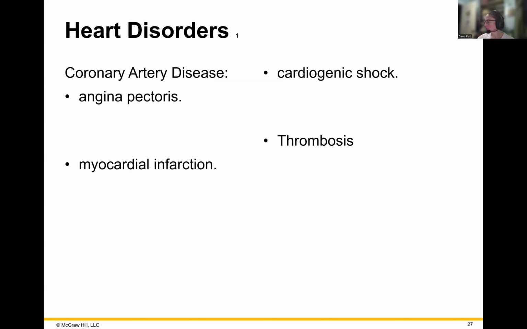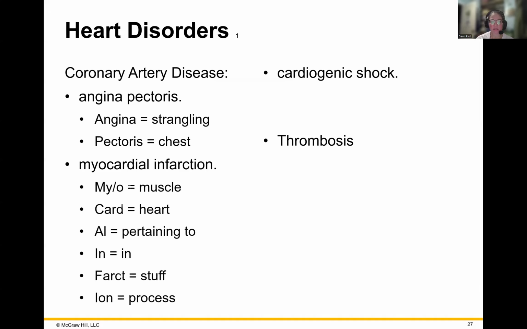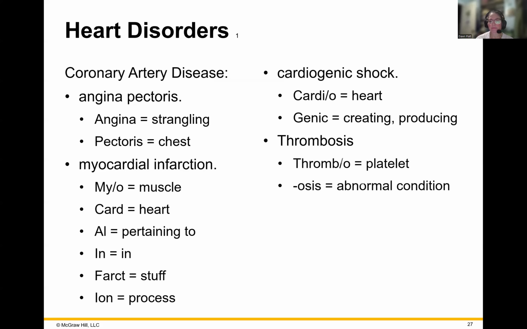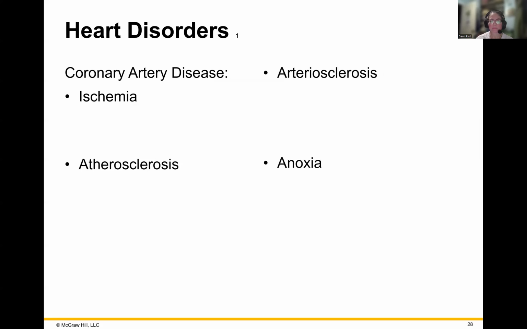Some actual heart disorders: angina pectoris, myocardial infarction. A myocardial infarction is otherwise known as a heart attack. Cardiogenic shock, and thrombosis.